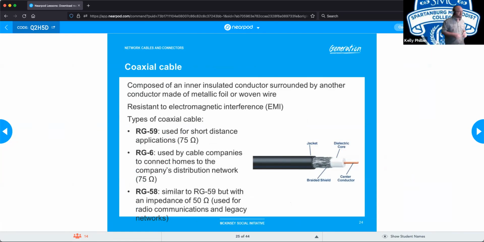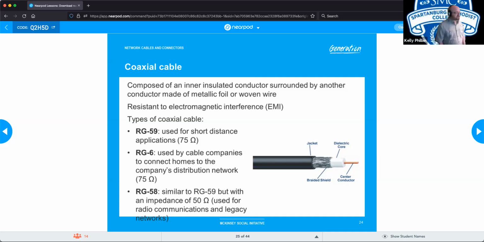Coaxial cable itself is composed of an inner insulated conductor, this copper wire right here, surrounded by another conductor made of a metallic foil, which is right here, this braided shield. In between the two, you have this dielectric core, which prevents crosstalk between those two from occurring. It is resistant to EMI, or electromagnetic interference, partially because of this braided shielding that is underneath the jacket itself.